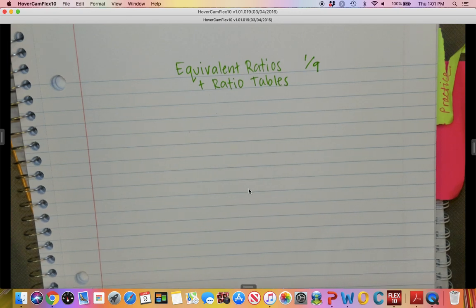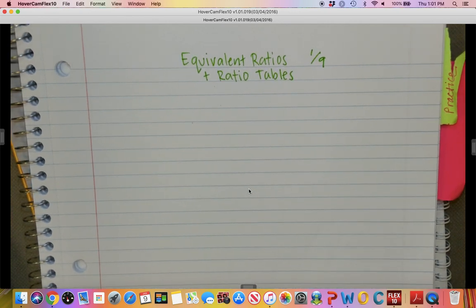All right, so today we're going to be talking about equivalent ratios, which we talked a little bit about in our chocolate milk problem. And I'm also going to show you ratio tables, which we also talked a little bit about in our chocolate milk problem.